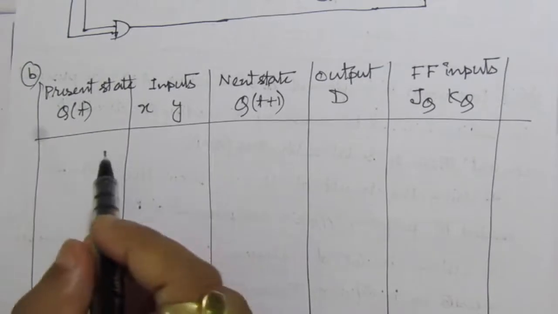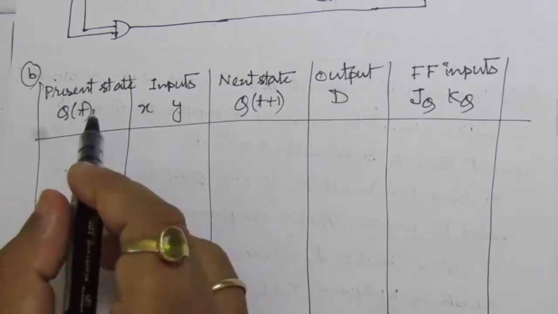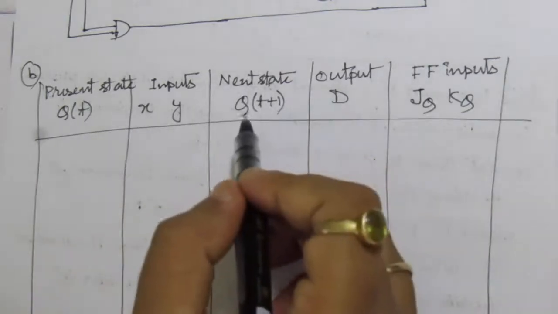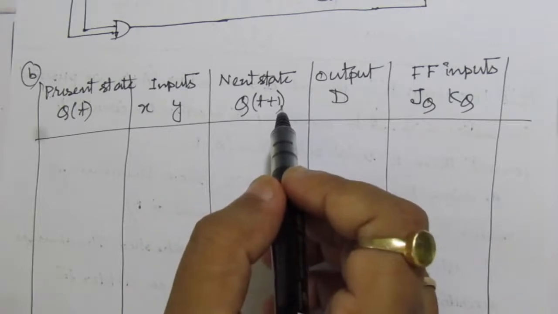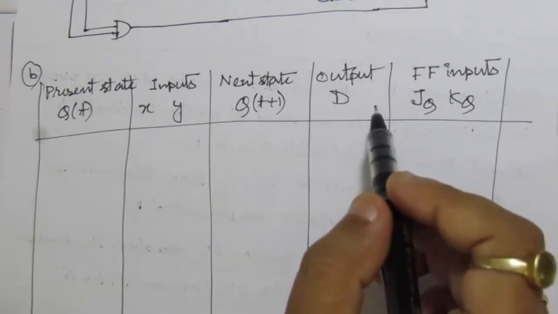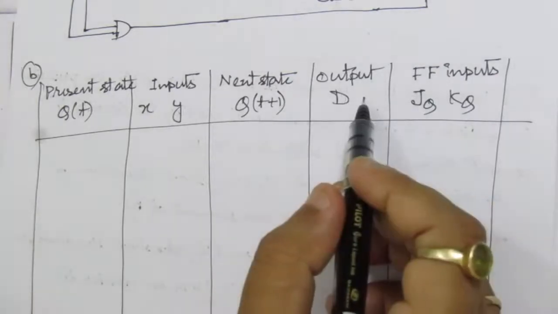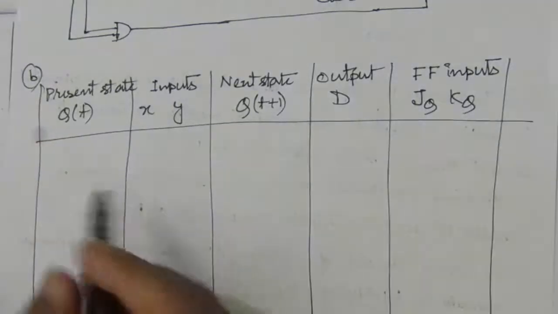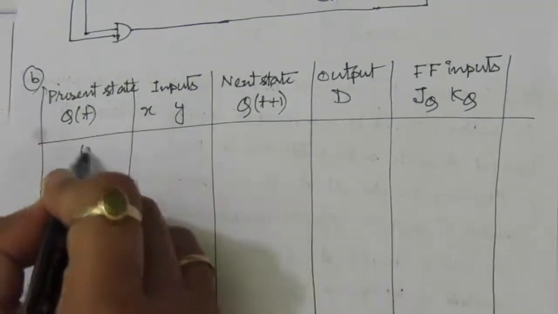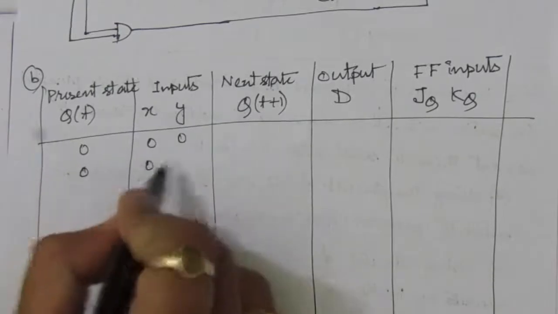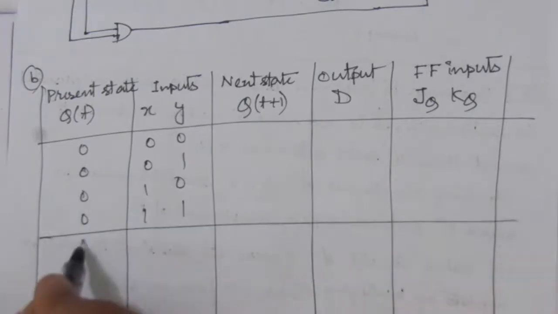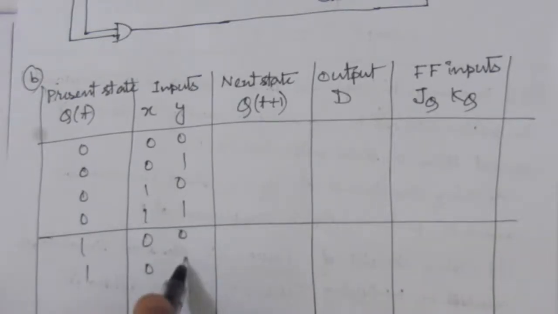So we have to make this table first. For the adder circuit as shown in figure 6.6, this Q of t is nothing but the carry input, and this next state Q of t plus 1 is the carry output. But here we are going to design a subtractor circuit, so the output will be the difference, and the next state will be the borrow out, and this is, suppose, the borrow in. Now let us write down the input combinations. Suppose here we have 000, 001, 010, 011, 100, 101, 110, 111.